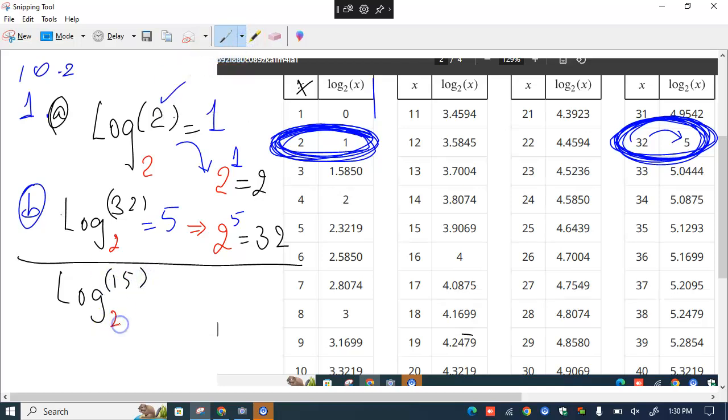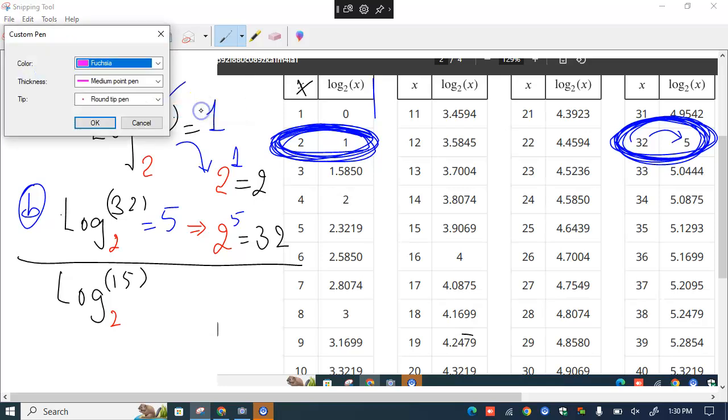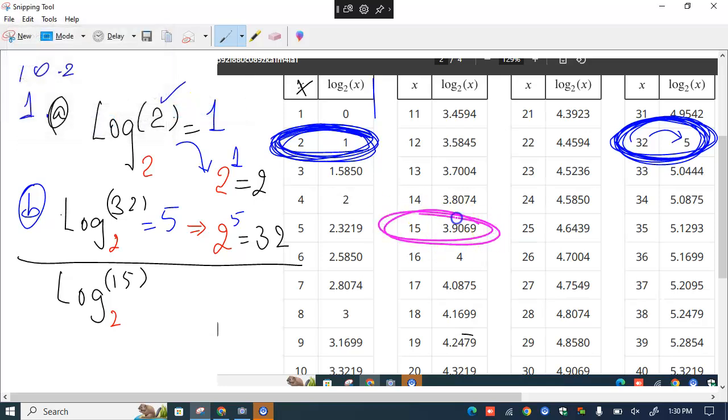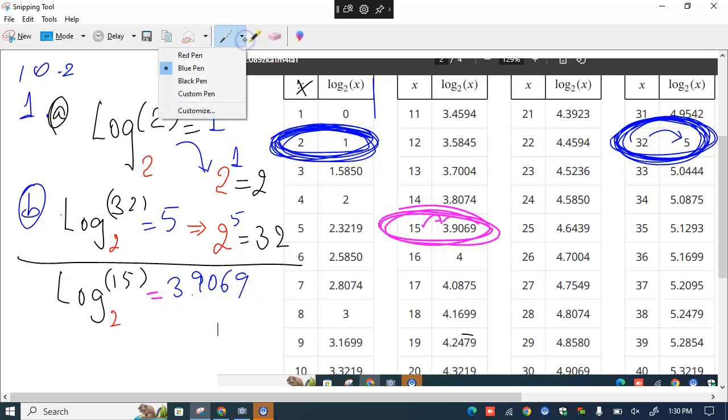And the next one, log base 2, the answer is from 15. Now let's see, where is 15 here? You can see 15 is right here. So 15 takes to 3.9069. So this answer is 3.9069. Now this is in the logarithmic form.